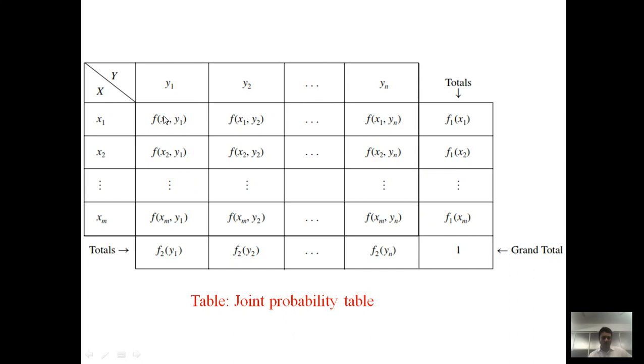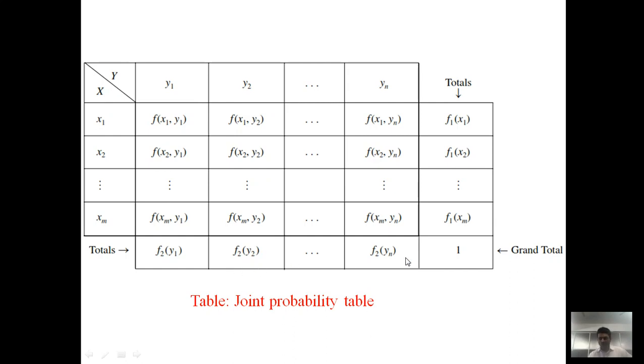Now also consider this first column: f of (x1, y1) plus f of (x2, y1) and so on, plus f of (xm, y1), is represented by f2 of y1. That is nothing but the summation of all these elements. Sometimes it is also written simply as f of y1. Similarly, the sum of the elements in the next column is represented by f2 of y2, and so on.